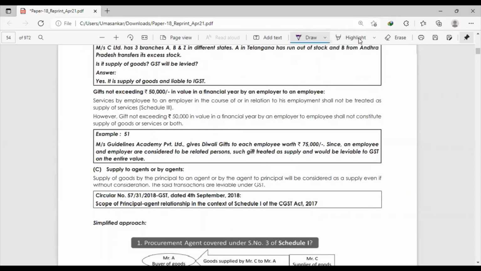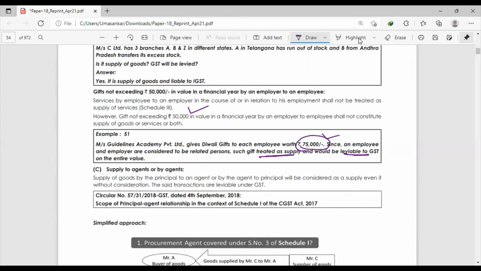Gifts not exceeding 50,000 in value in a financial year by an employer to an employee in the course of the relationship shall not be treated as supply of services. And gifts not exceeding 50,000 in value in a financial year by an employer to an employee shall not constitute supply of goods. If it exceeds 50,000, you need to pay on the entire amount. See here, example, 75,000 is there. Since an employee and employer are considered related persons, this is treated as supply and will be liable to GST because it is more than 50,000.